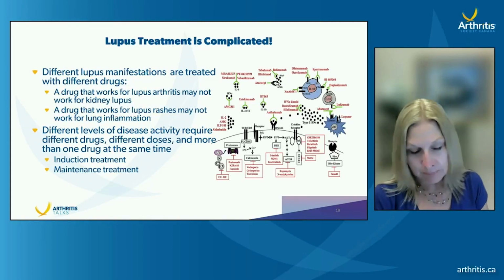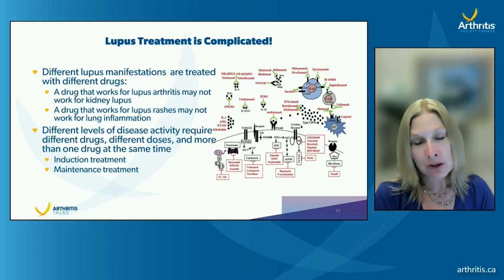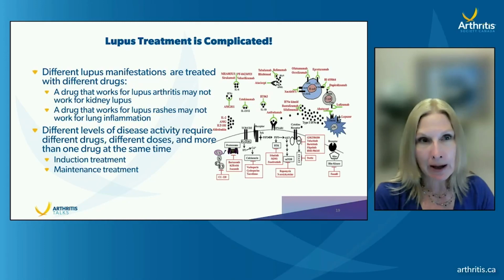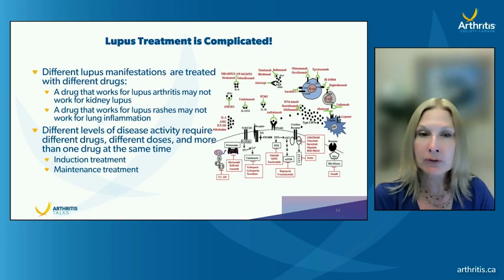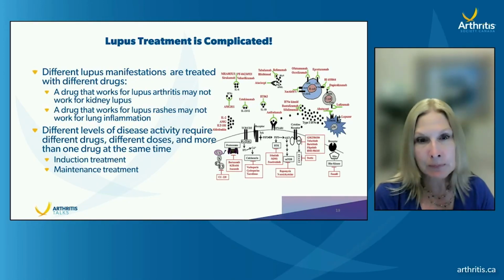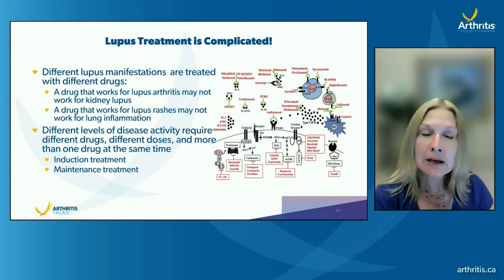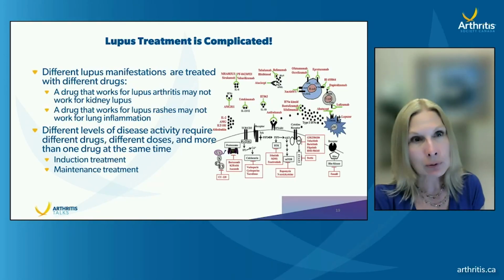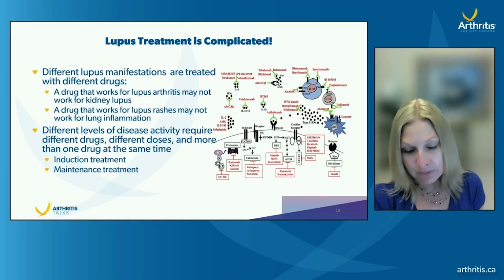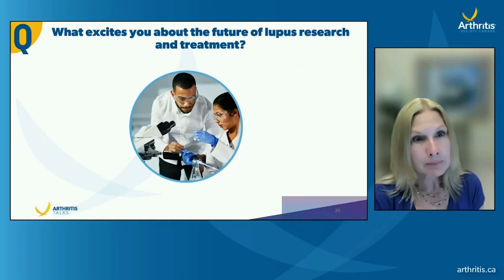This image here is meant to show all of the different molecular pathways that are involved in lupus and possible drug targets for them. This includes a lot of potential drugs in the pipeline, not just drugs that we already have, but it is some indicator of how complex lupus treatment is and will continue to be.